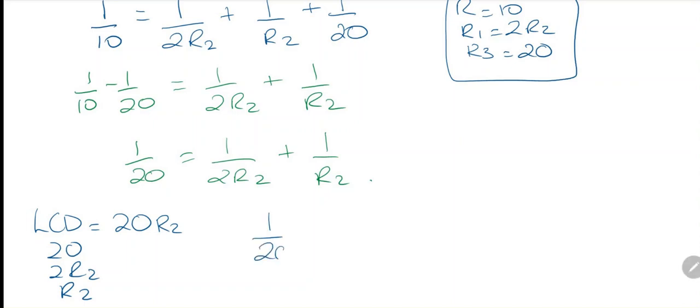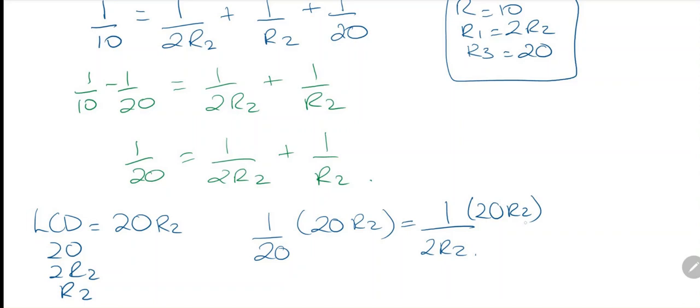So 1 over 20 multiplied by 20R2 is R2, and 1 over 2R2 multiplied by 20R2, and then we have 1 multiplied by 20R2 divided by R2. So now we're going to simplify where we can. So our 20s will cancel. So 2R2 will go into this 10 times. And R2 will go into this once.